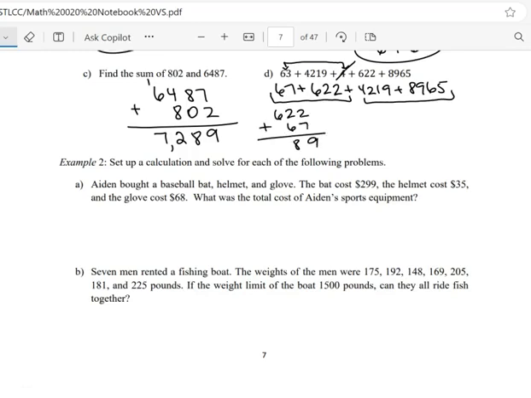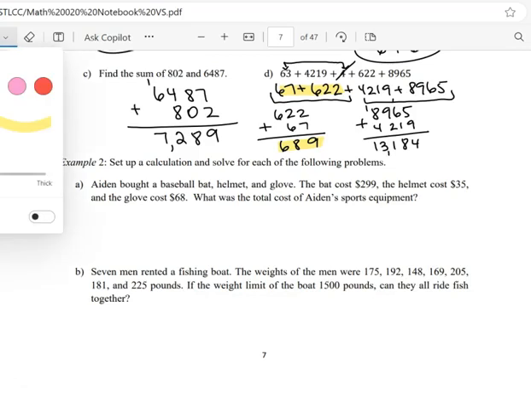So 9, 8, and 6. So this part right here is 689 now. So I'm going to go for 8965 plus 4219. So 5 plus 9, 14. So 1 up, and that's an 8. That is 11, 9 plus 2 is 11. And then 1 plus 8 is a 9 and another 4. You got 13,184. So for the second part, for these 2 numbers, I got 13,184.